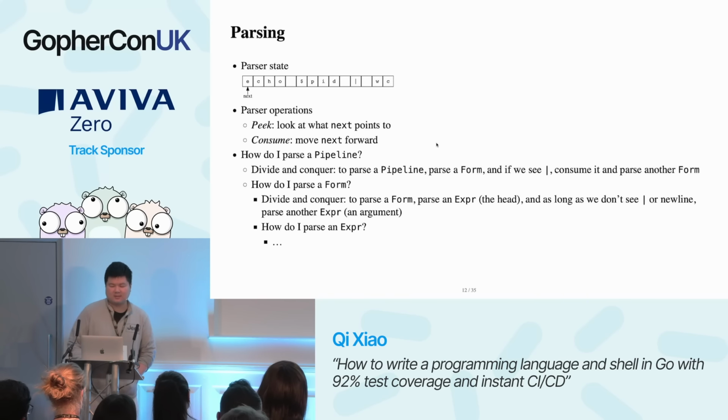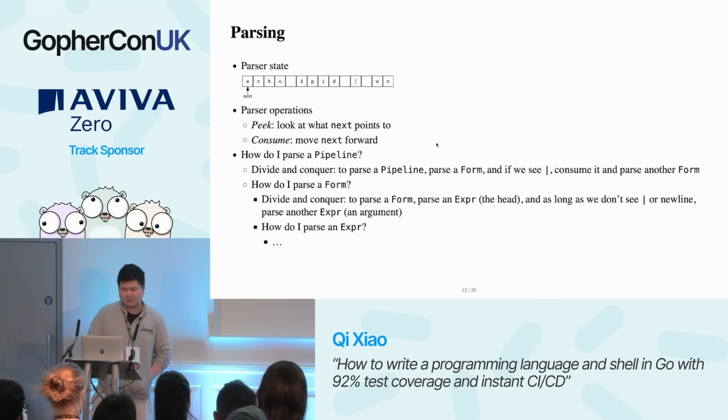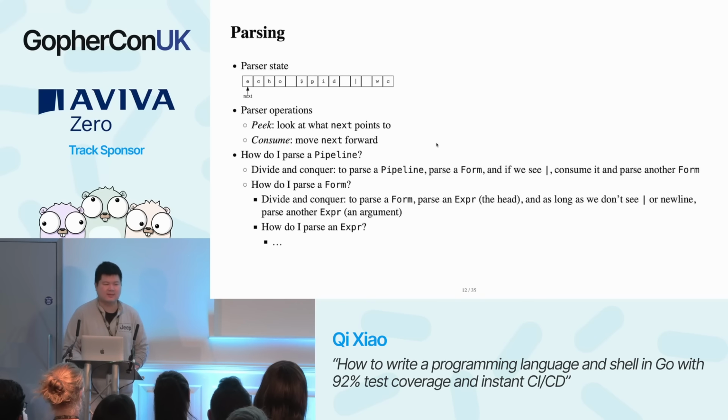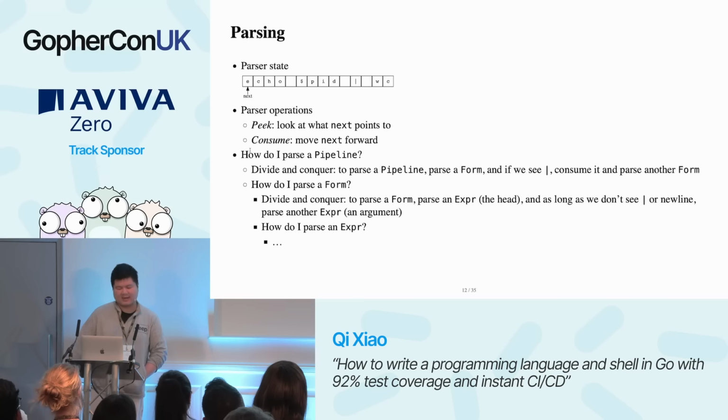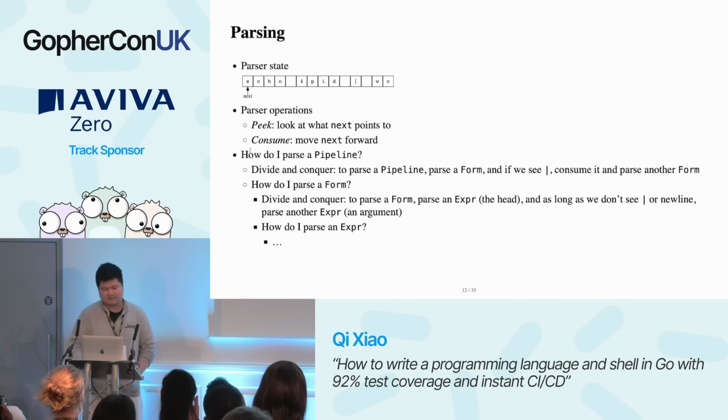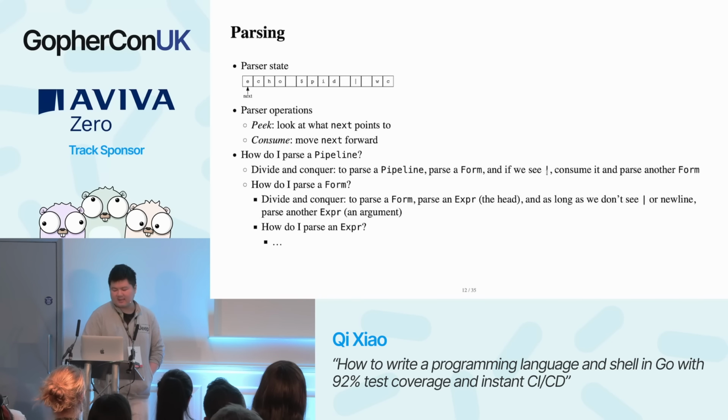All right. And as I said, everything in here is really just divide and conquer on a tree structure, but we don't have a tree structure yet. What we have is text. So in this particular case, this tree structure is in the algorithm itself. You start asking yourself how do I parse this thing, and you break it down into smaller pieces. For instance, we are now trying to parse a pipeline. And how do I parse a pipeline? To parse a pipeline, you parse a form, which is kind of Elvish jargon for a command. And then as long as you still see a pipe, you consume the pipe and then parse another form. That's how you would parse a pipeline.